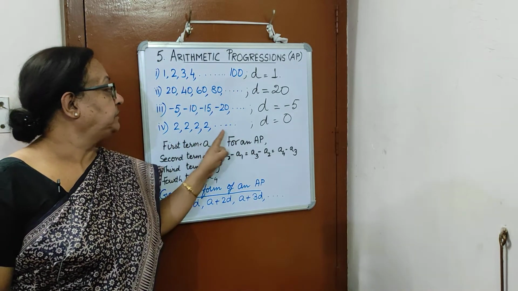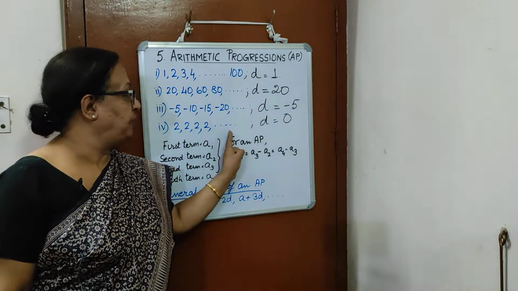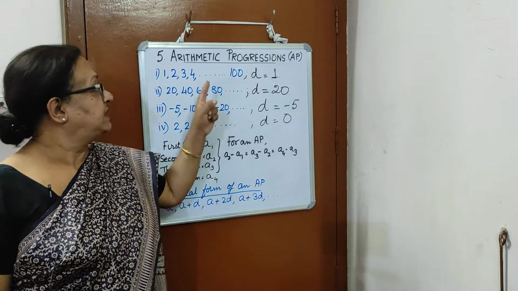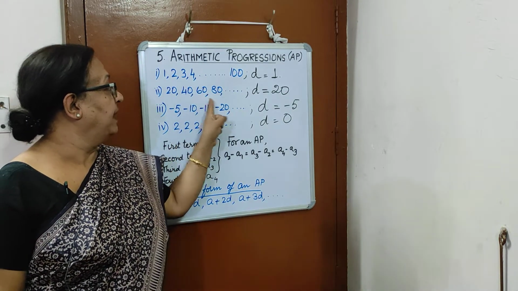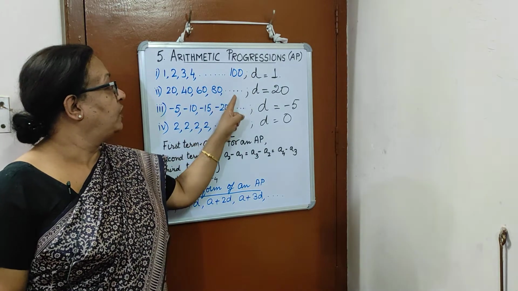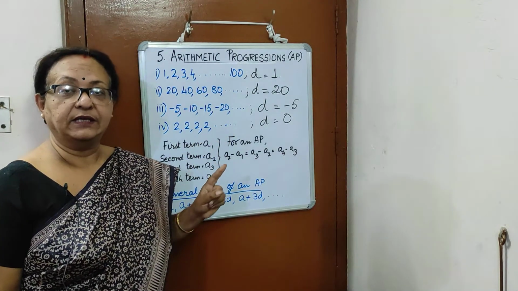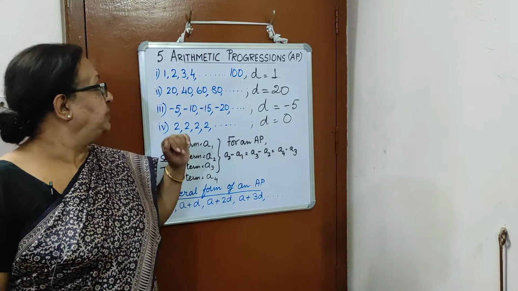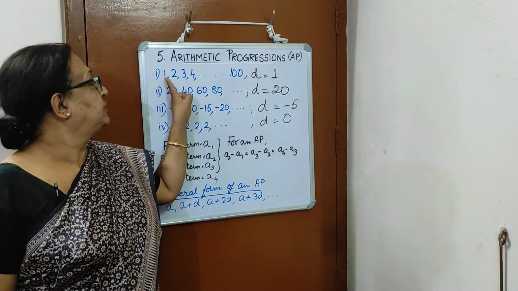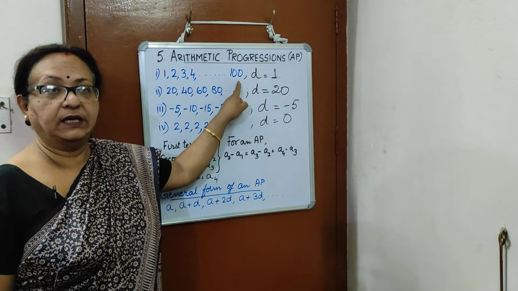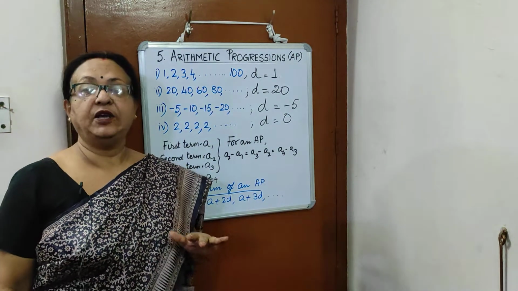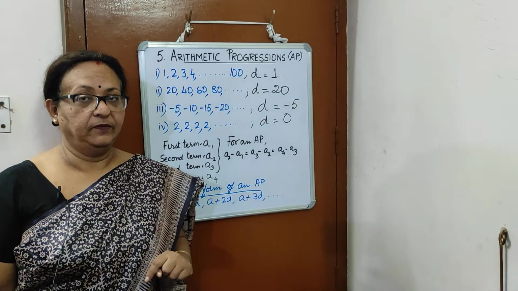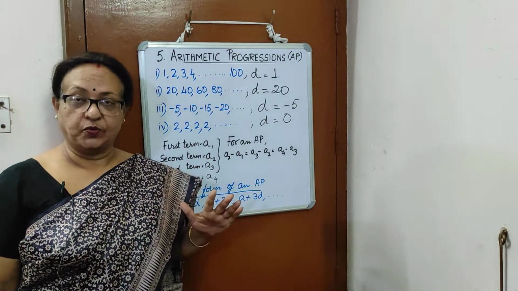Fourth example, it's a sequence of numbers, but what's the common difference? It's 0. Okay, so such a set or sequence of numbers where you have a constant common difference, we call it an arithmetic progression. Again children, see, the first one starts from 1 up to 100. 100 is the last term. The sequence stops here. We call it a finite AP. Okay, finite because it stops.